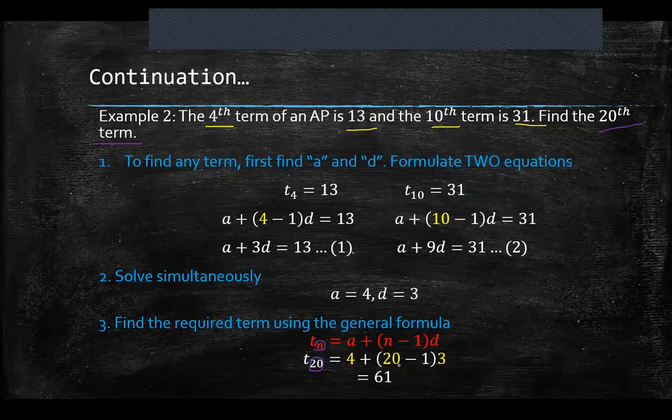Simplify this. 20 minus 1, that's 19. 19 by 3 plus 4 would give me 61. So the 20th term in this AP is 61. Do you understand that? Yes, Miss. Good. Nice.